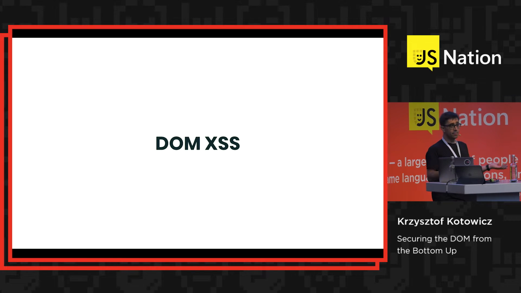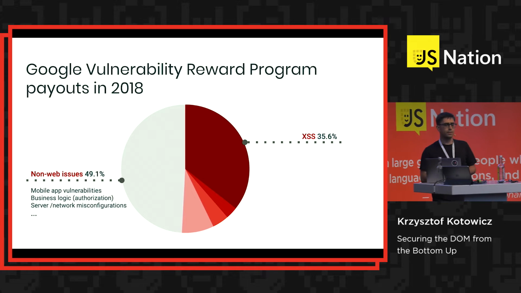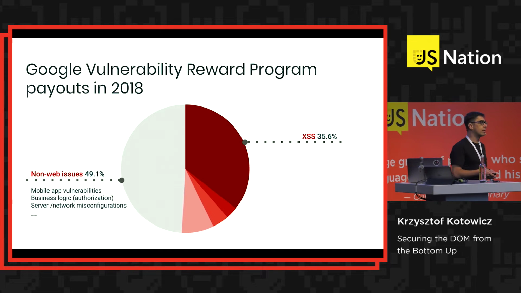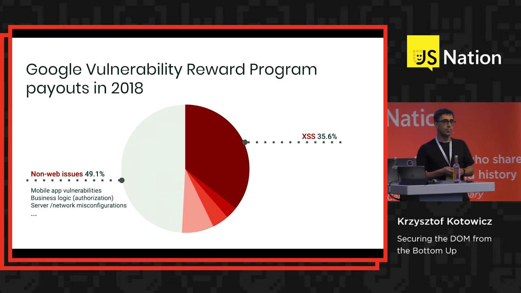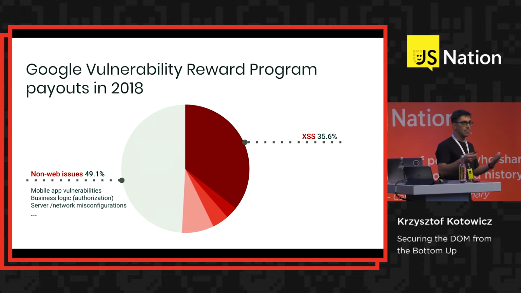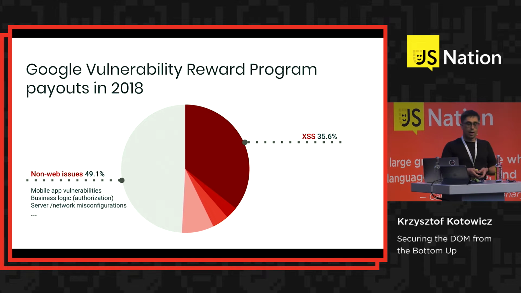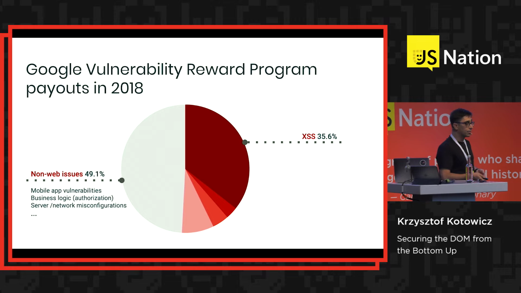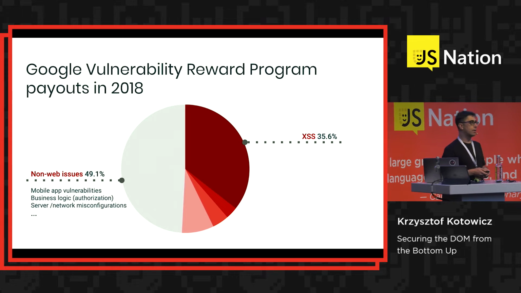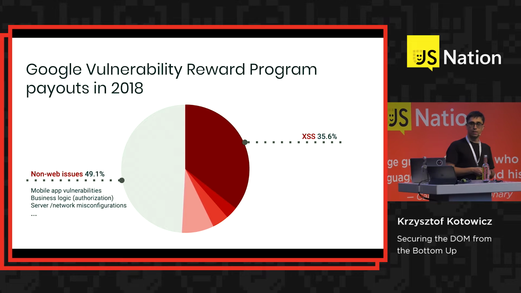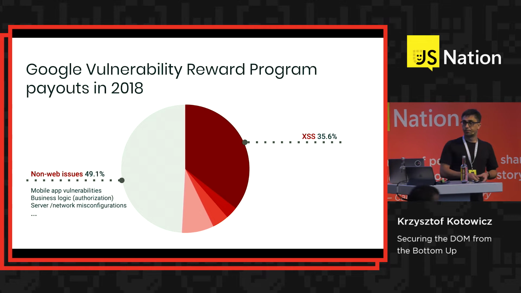But is it even a problem for web applications nowadays? It turns out it is. So Google runs a program called Vulnerability Reward Program. We essentially pay people to report security bugs to us such that we can fix them and protect our users. And perhaps not surprisingly, web application bugs are the majority of the bugs that we get reported. At least half of them are web bugs or web platform bugs. And XSS is the most common out of those.